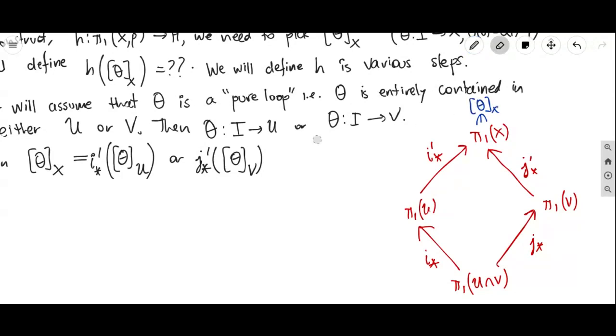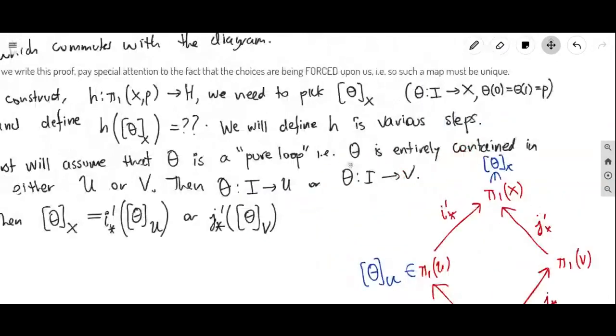Now, if theta is a pure loop, then that means it can be written either like this or like this, one of these two. So it's the image of either this one or this one. Okay, so let's say it's the one on the left. So then you can find theta. So then this homotopy class is being mapped by I star prime into that homotopy class. So this one can be pulled back.